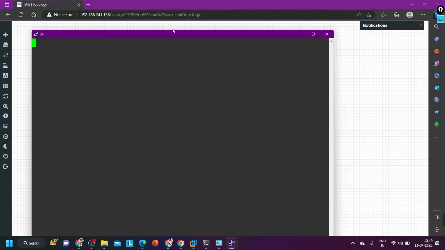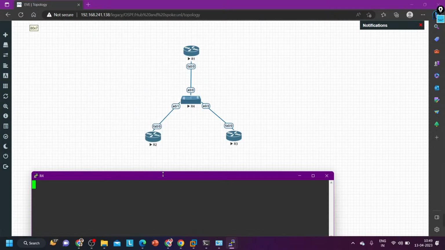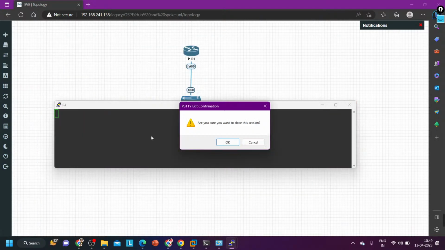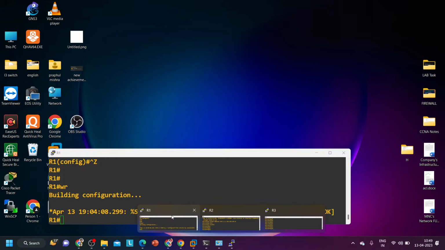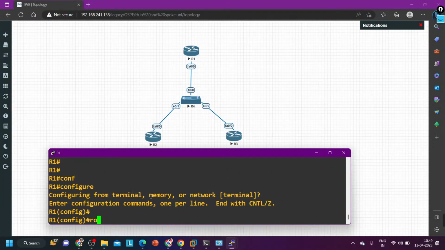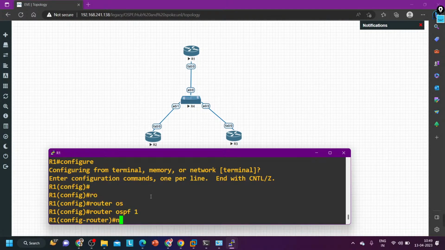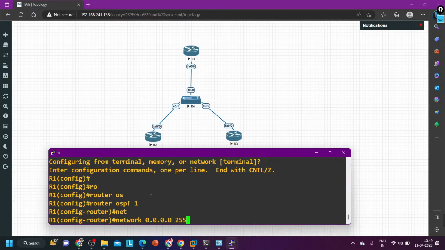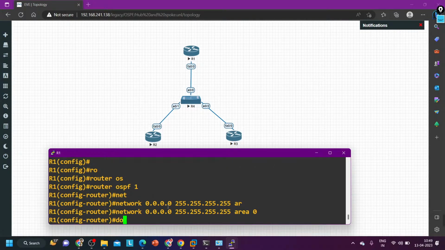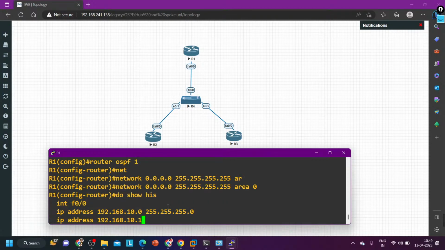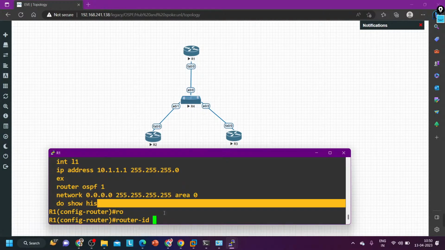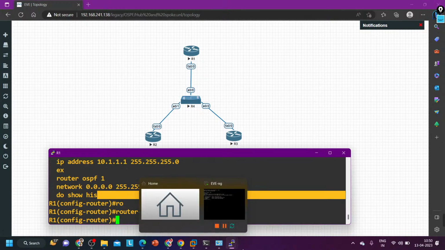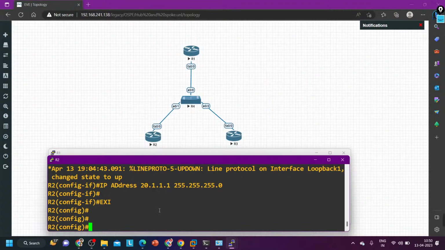First of all, understand hub and spoke topology, or no, not hub and spoke. First of all, we are going to understand full mesh topology. So now I am going to configure OSPF from router number 1: router OSPF 1 and network 0.0.0.0 255.255.255.255 area 0. Let me paste this command on all routers, and router ID as well, 1.1.1.1.